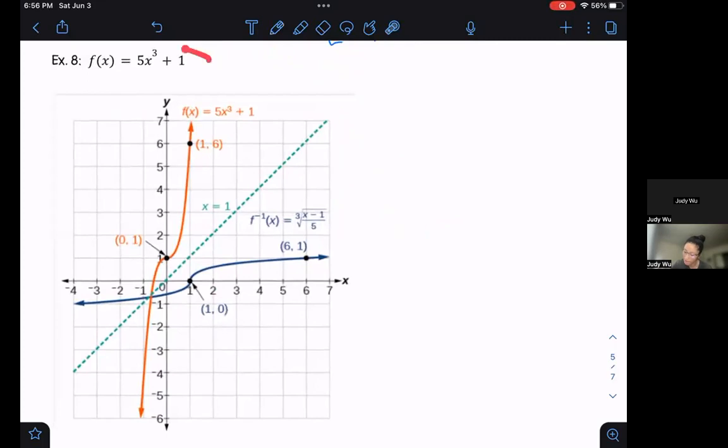So this one has f of x equals 5x cubed plus 1. And I thought it would be useful to think about this graph, which is the orange one here, okay? And see how we have this point 0, 1, and when we reflect it, we get 1, 0, all right? And same thing, 1, 6, we reflect it, we get 6, 1, all right? So this blue curve here is our inverse function, and we even have an answer here. All right, but what I want us to do is see if we can follow these 4 steps to get to the same answer, okay?